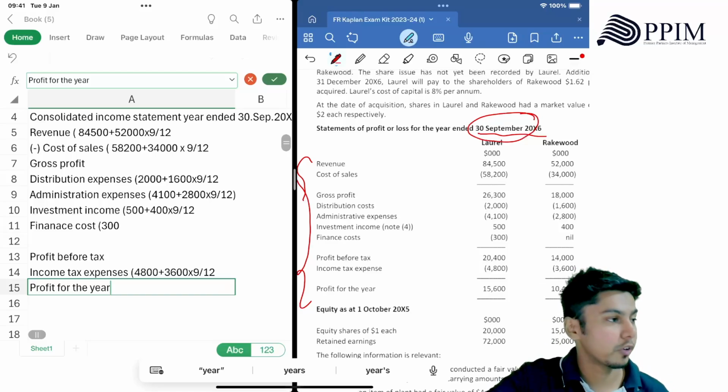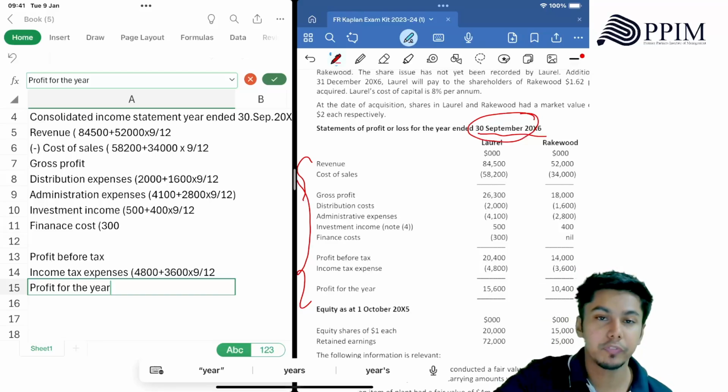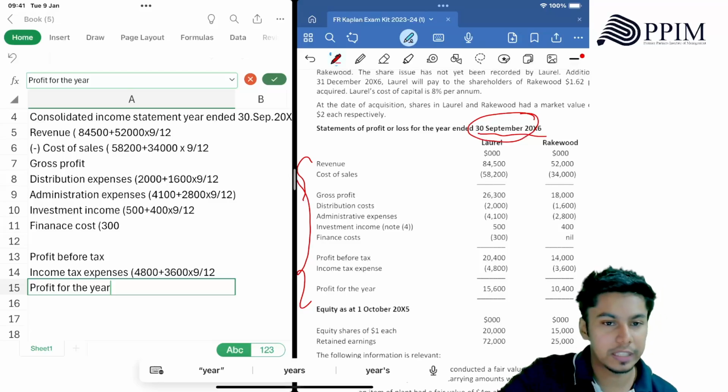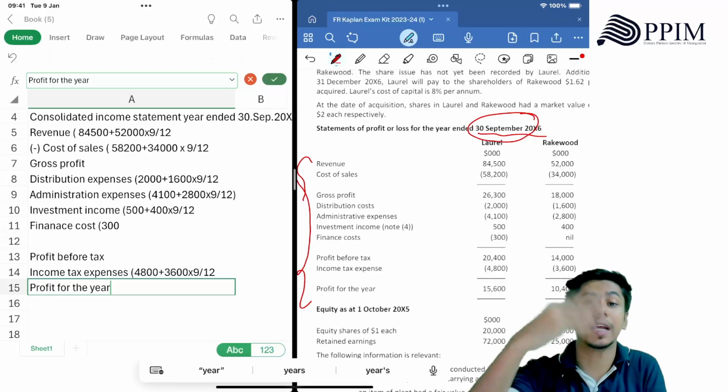And guys, listen, for safety purposes, leave a few lines for other comprehensive income. Okay, I'll be very honest with you. In this question, we don't have other comprehensive income. But in the exam, always leave another 2 lines because sometimes other comprehensive income can come after.